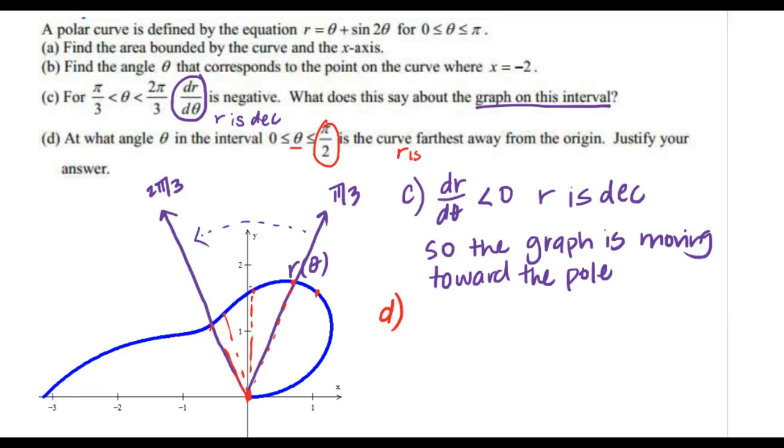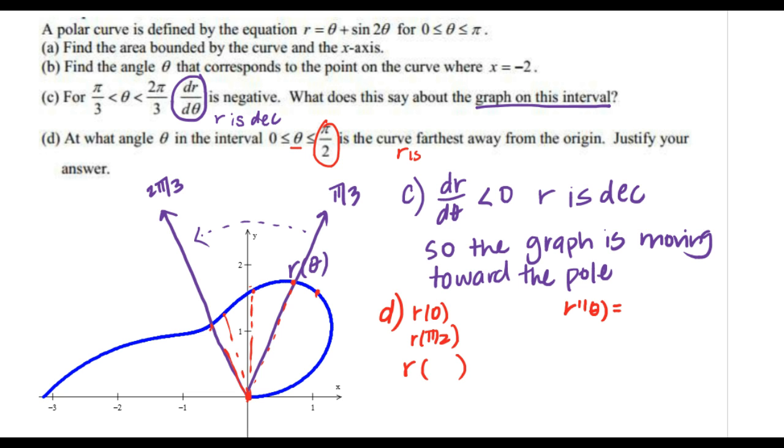I'm trying to find a maximum, technically an absolute maximum, on a closed interval. To find an absolute maximum on a closed interval, I'm going to need to find critical points. So ultimately, I'm going to need to test r of 0, what happens at r of pi over 2, and then r of any critical points. So critical points is where the derivative is equal to 0. So r prime of theta is what I'm going to need to find and set equal to 0.